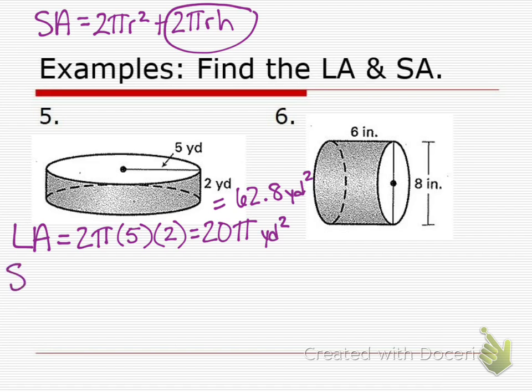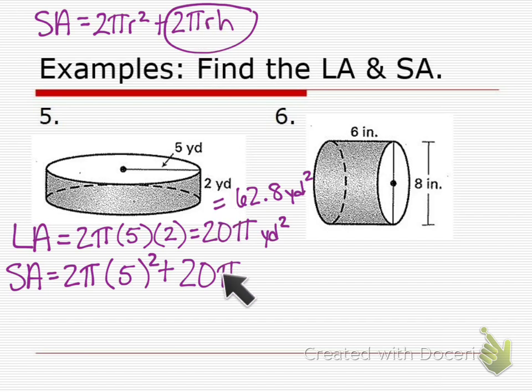So on the next part, when we find surface area, we're going to take 2 times pi times my radius squared. My radius is still 5. Plus, this whole second part I already calculated to be 20 pi, so I'm just going to leave it as 20 pi. Are we all okay with the fact that we calculated the back part of it? We're just reusing it, just like last time?